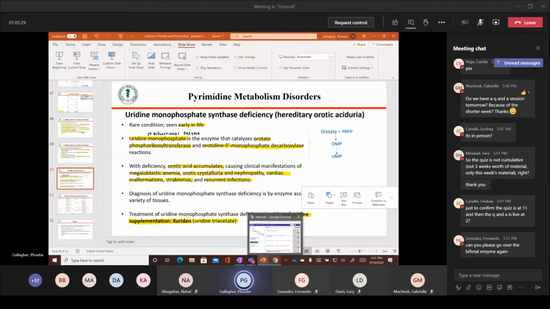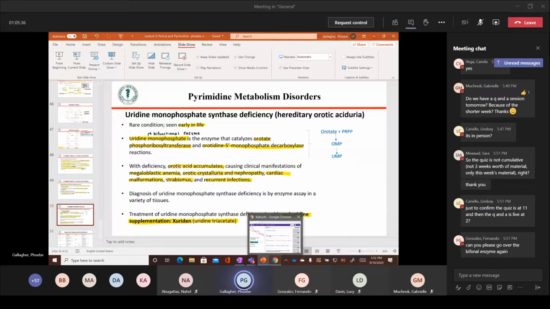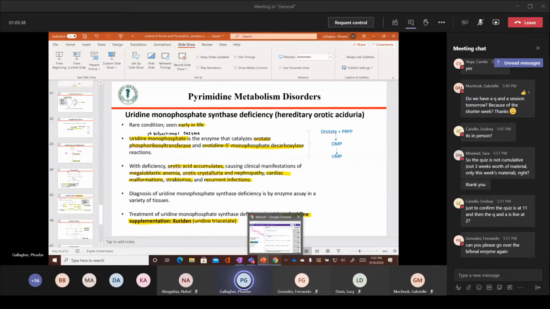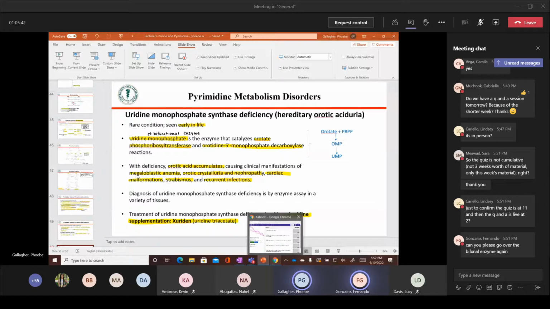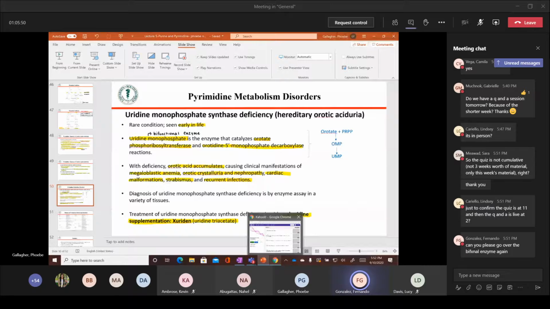Yes. Can you please go over the bifunctional enzyme again? Fernando, what part of that did you want me to go over? The mechanism, or did you want me to go over the disease? Just the enzymes in general that you said, because you said that one was C-terminal based, the other one was N-terminal based, and then something along those lines. It was pretty fast, so I didn't catch it.